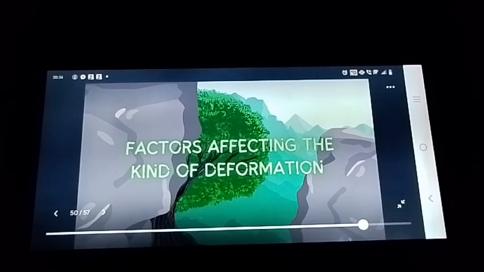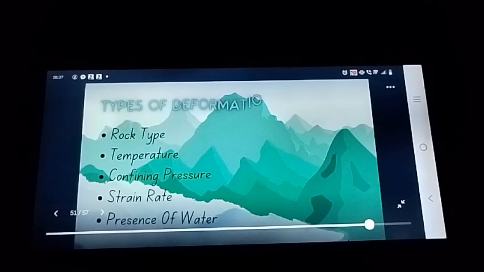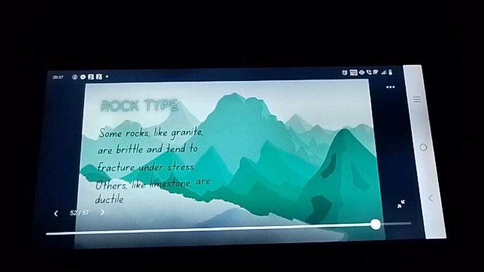Here is the last topic. Factors affecting the kind of deformation. So, these are the factors: rock type, temperature, confining pressure, strain rate, and presence of water. So, rock type. Some rocks like granite are brittle and tend to fracture under stress. Others like limestone are ductile and tend to fold.